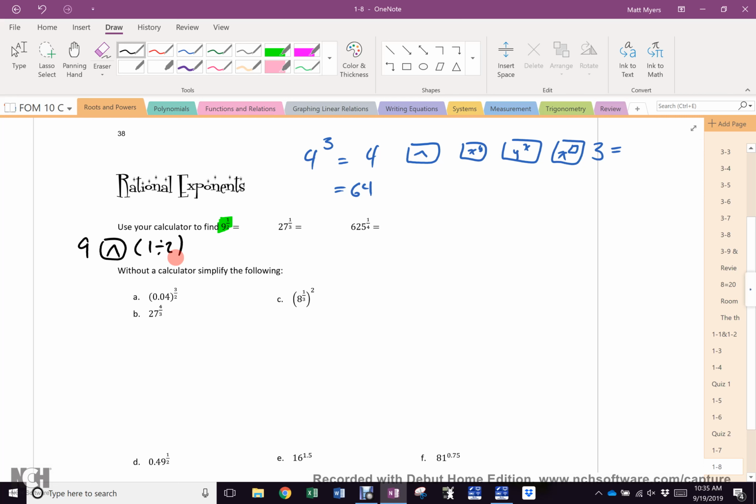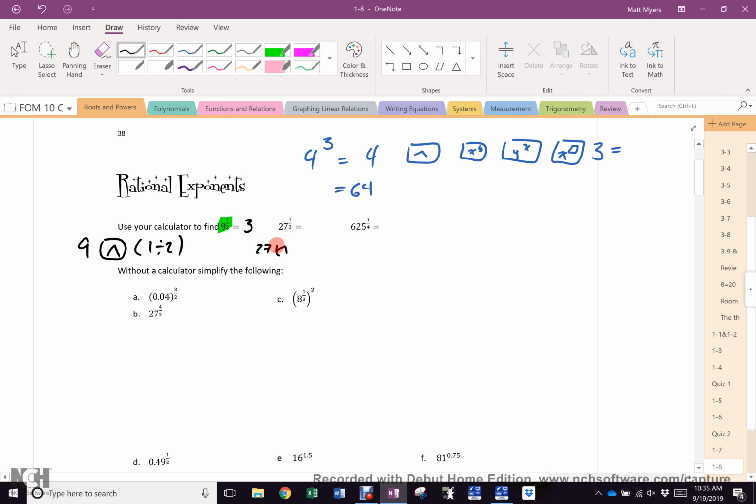Yeah. Oh, nice. Okay. This is one of those situations where everyone's got a different calculator, but this will work for everybody. When you punch that in your calculator, what answer do you get? 3. Right? Now do that with 27.